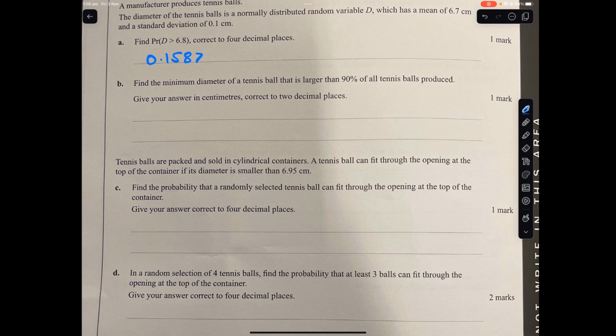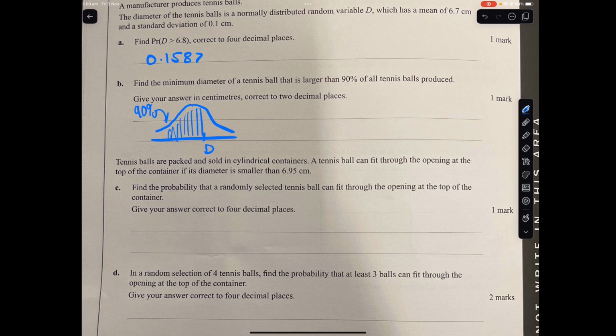Next question. Find the minimum diameter of a tennis ball that is larger than 90% of all tennis balls produced. If I'm going to just draw a normal distribution and say this is your diameter, find the minimum diameter of a tennis ball that is larger than 90% of this. So this here is 90%, yeah?